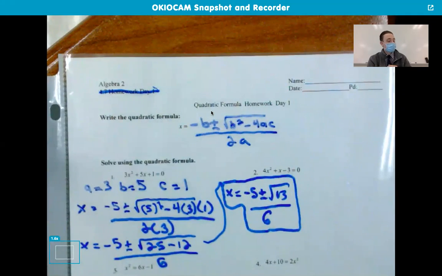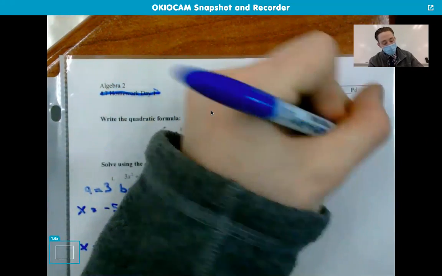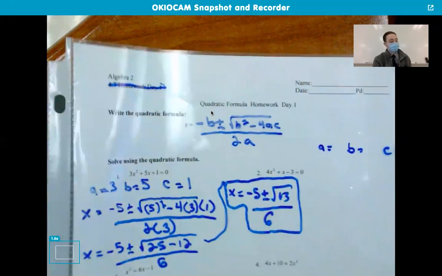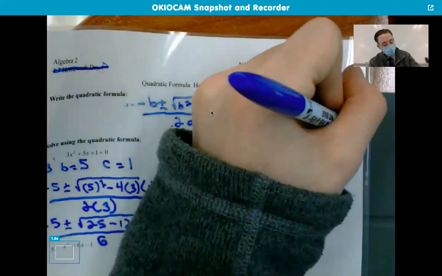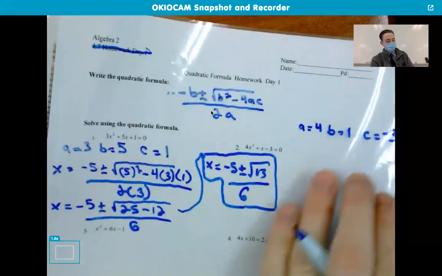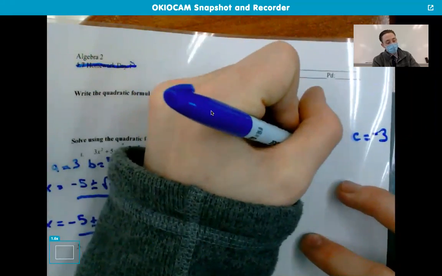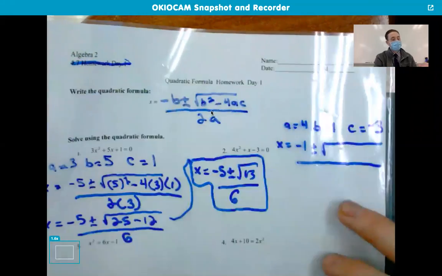Number 2, I have 4x squared plus x minus 3 equals 0. So my equation is set equal to 0. I don't have to worry about that. I'm going to move on now and just list my A, B, and C values. So for number 2, what are my A, B, and C values? Good. 4, 1, and negative 3. I'll take those, plug them into my equation. I'll have negative 1 plus or minus. What goes inside my square root and in my denominator?